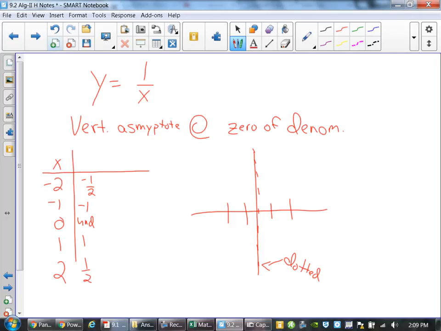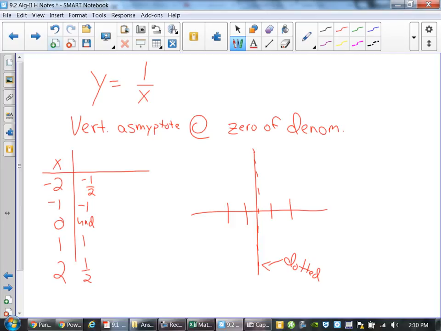Yes, ma'am. Why is it undefined? Can you divide by 0? When you're dividing by 0, it's known as undefined. Correct, because that's where our asymptote is. Now, if it was this, where would your asymptote be at? You have 1. So then at 1, it would be undefined, because then it'd be 1 over 0. Okay, that makes sense.